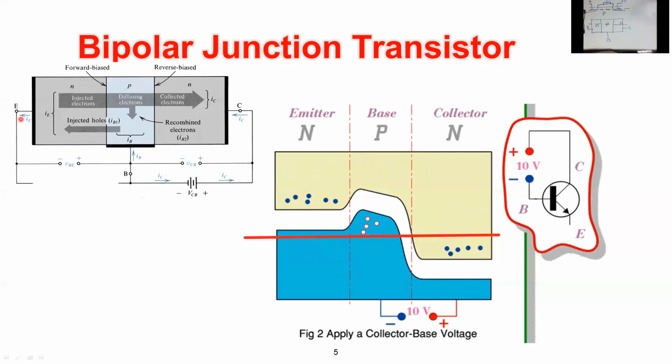And let me also remove this red line because now it has no meaning. So these holes are still bounded. These electrons still see this barrier, and these electrons still see a huge barrier.